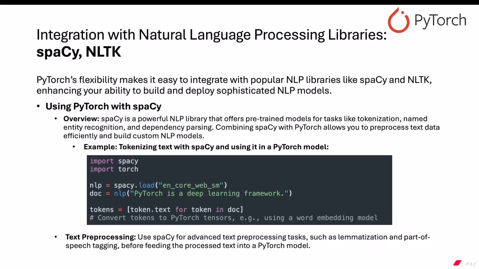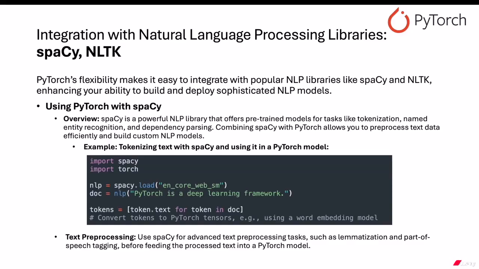Here is the example. Import spacy and import torch. Now spaCy, depends on how you say it. nlp equal to spacy.load("en_core_web_sm"). doc equal to nlp("PyTorch is a deep learning framework.") tokens equal to [token.text for token in doc]. This converts tokens to PyTorch tensors, for example using a word embedding model.